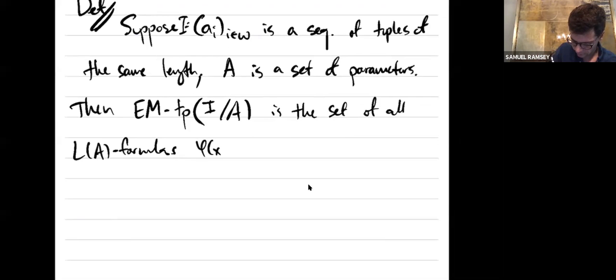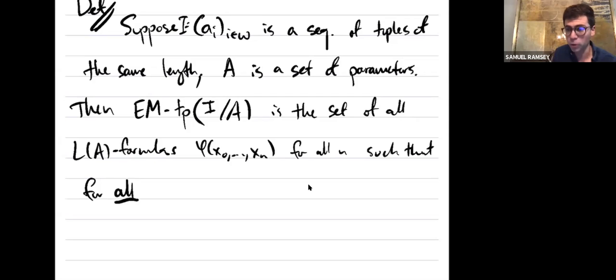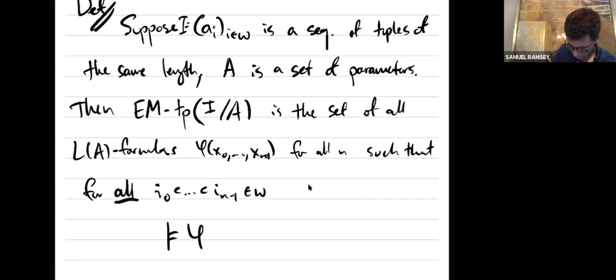Phi(x_0 up through x_n) for any n, such that for all, and here this universal quantifier is important, for all i_0 less than ... less than i_{n-1} in omega, we have that phi(a_{i_0}, ..., a_{i_{n-1}}) is true.